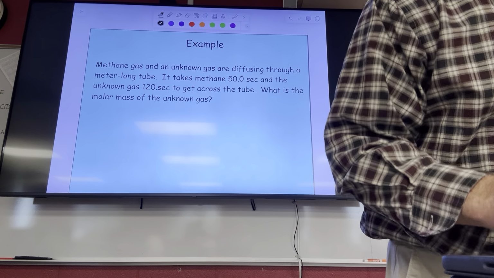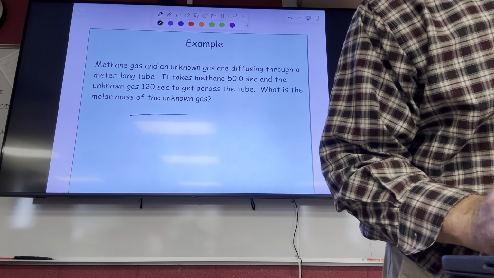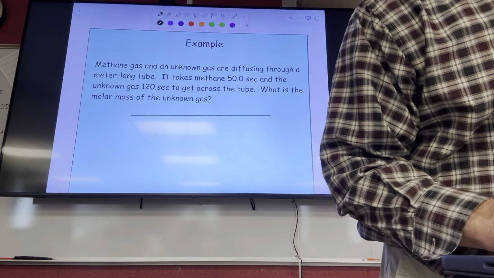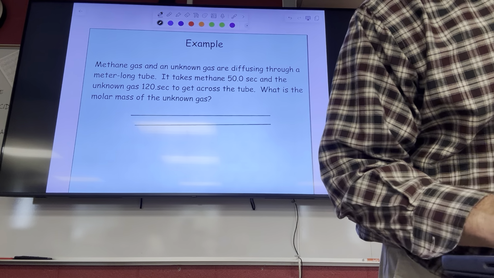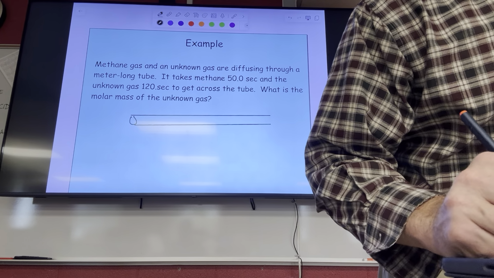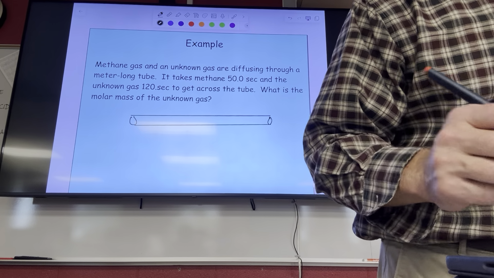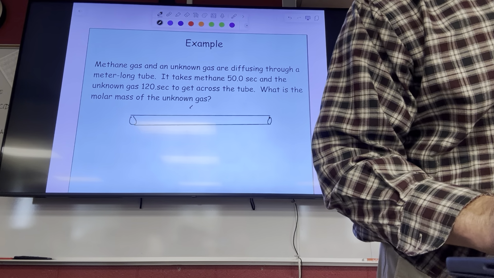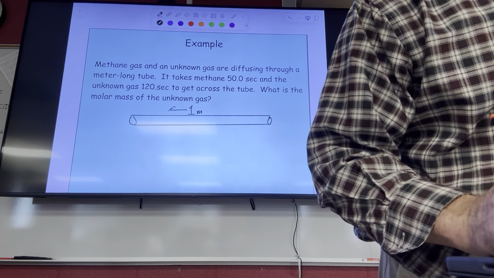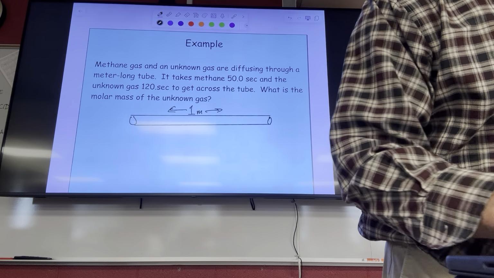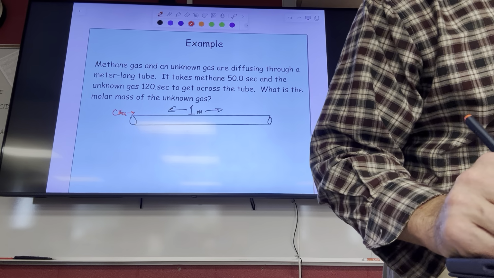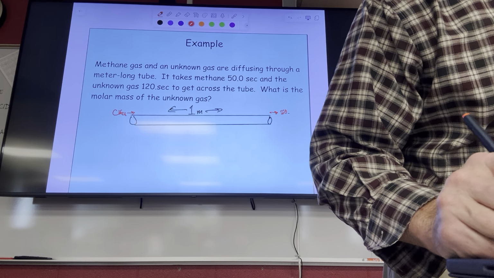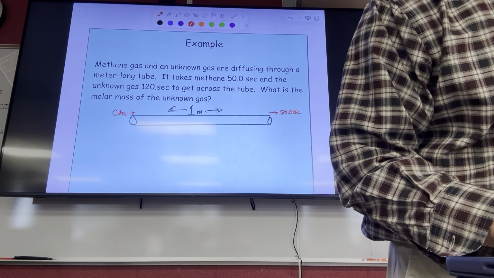So yeah, I want you to consider this. I'm gonna go ahead and try to do some kind of a picture of this, even with the help of making straight lines. My picture's still kind of lame. So we have a 1 meter tube with our methane going through in 50 seconds.